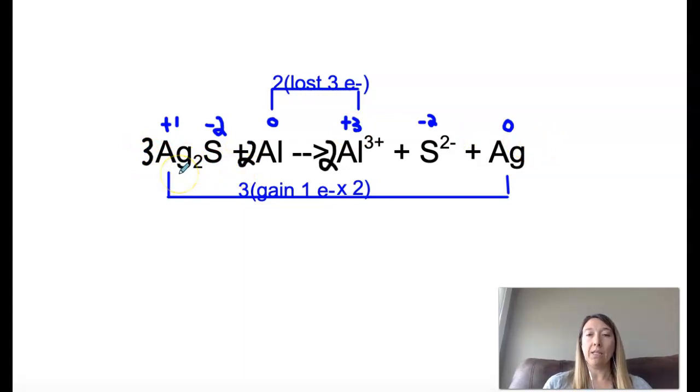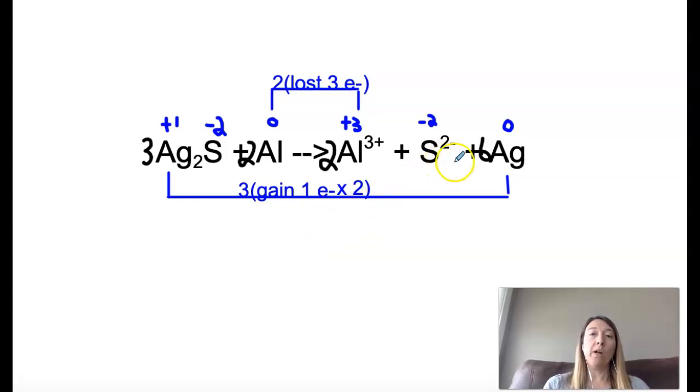So when one has the subscript and the other one doesn't, whatever this coefficient is, you have to multiply it by that subscript. So 3 times 2 is 6. So we are going to put a 6 for our Ag. Okay? So waters, we don't need to add any waters, because there are no oxygens anywhere in this equation. Hydrogen ions, don't need to do that either because we don't have any hydrogen ions in this equation.